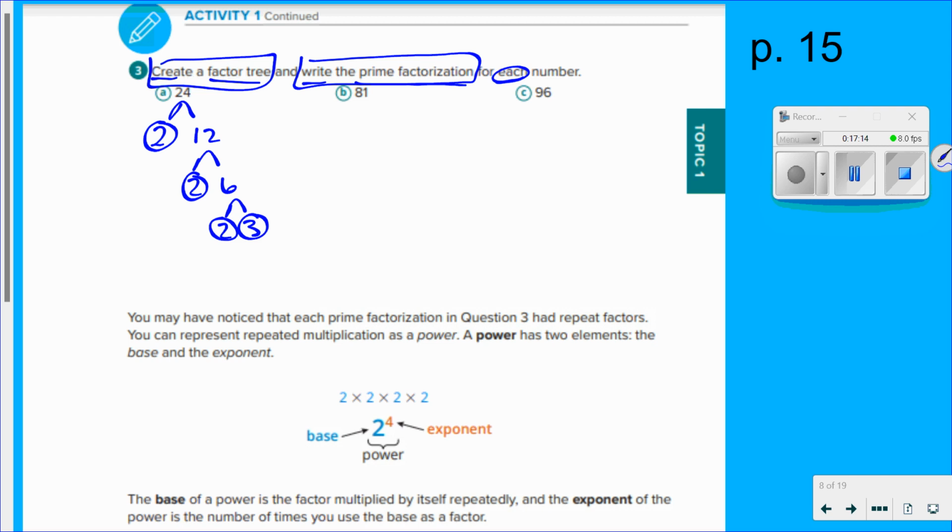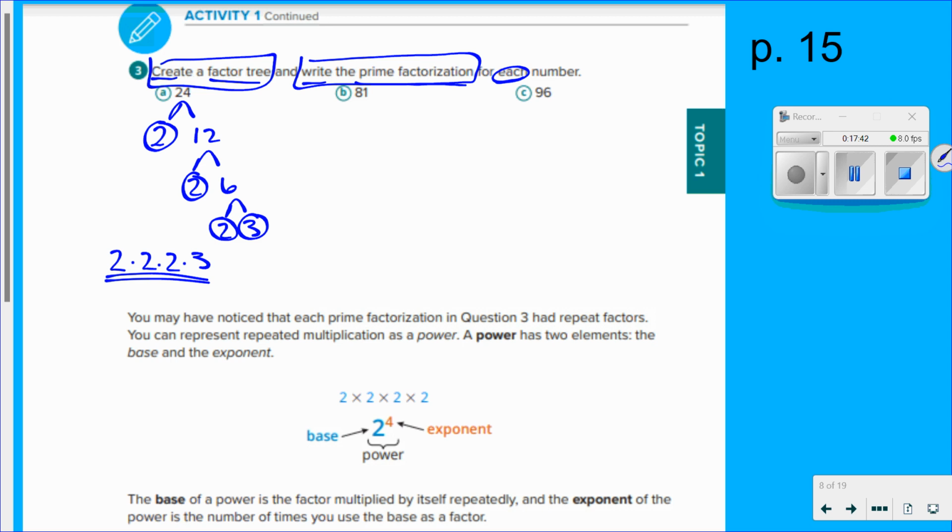Then writing your prime factorization is even easier because literally all I'm doing is going down it. 2 times 2 times 2 times 3. There's my prime factorization. Yes? Again, there are a lot of different ways. I could have used 2 and 12, 4 and 6, 3 and 8. Any of those would get you to the same answer. Doesn't matter.